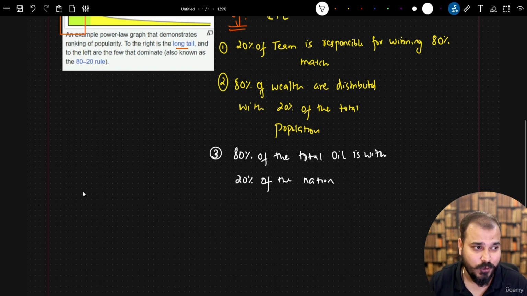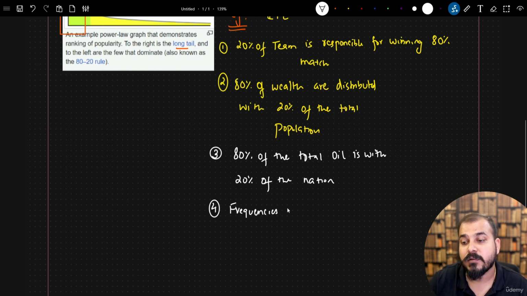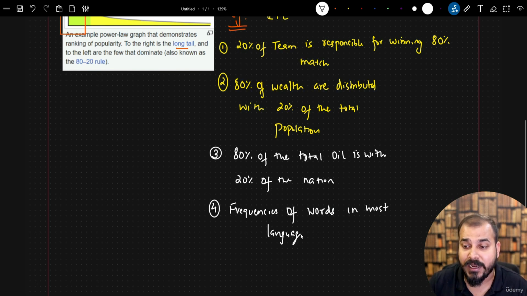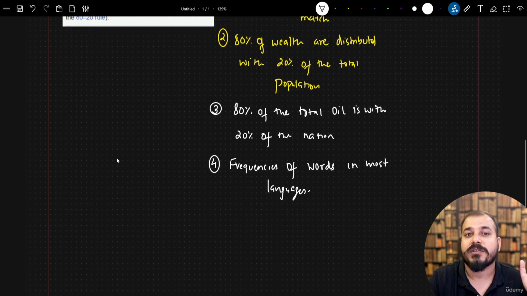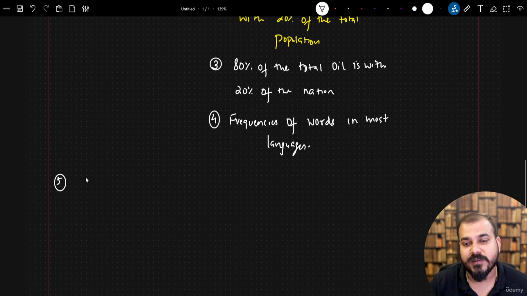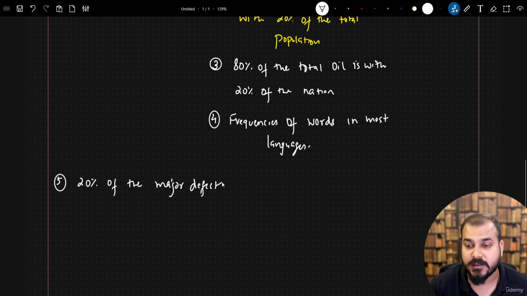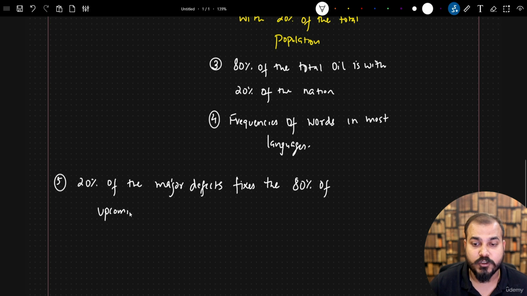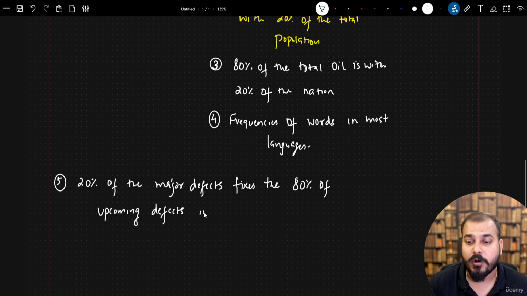If I give you more examples, then also you'll be able to see it. The fourth example I can talk about is the frequencies of words in most languages. This also follows an 80-20% rule, right? So like this, just think of different examples. What do you think with respect to the 80-20% rule? Let's say in IT companies, what kind of example can we give? We can say that 20% of the major defects fixes 80% of the upcoming defects, right? Because of these 20% of defects, other defects may also get raised in a software product. So this can also be a perfect example.